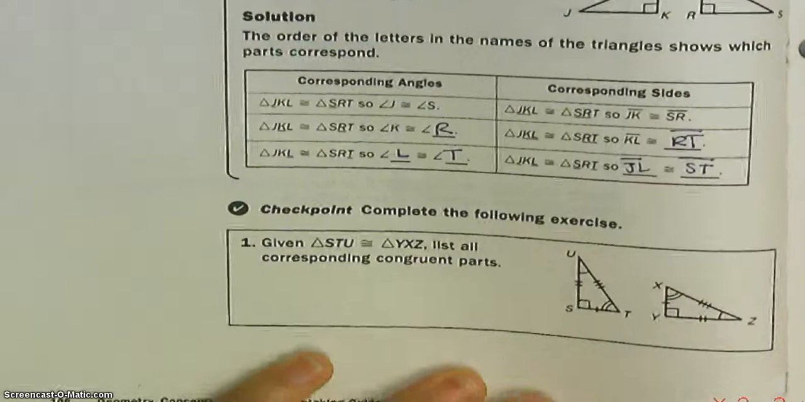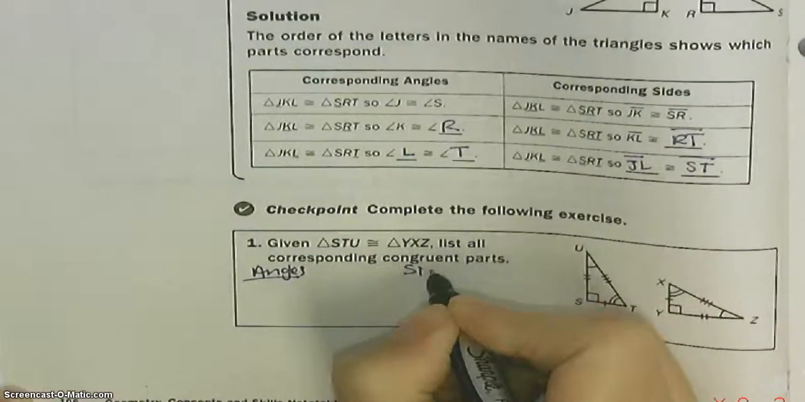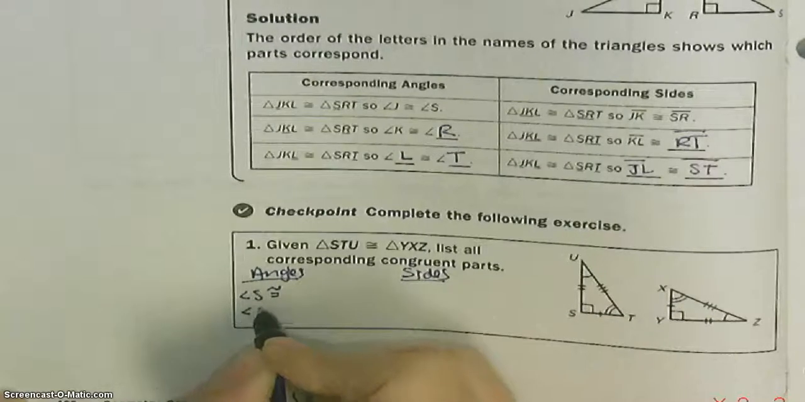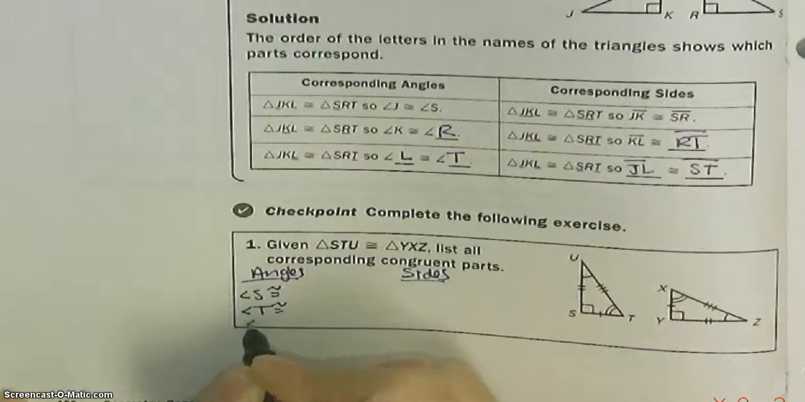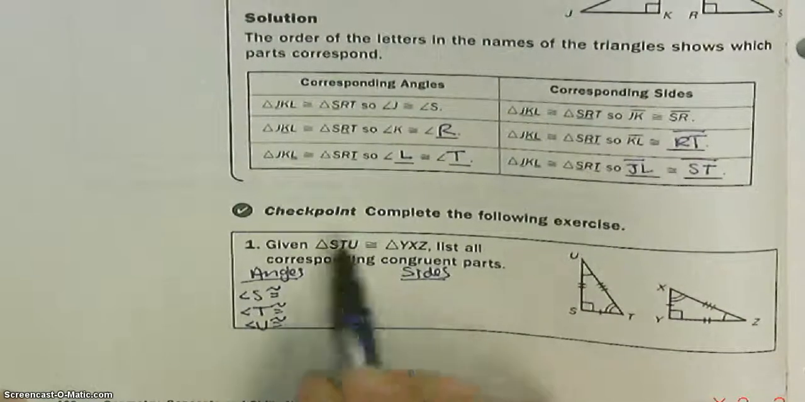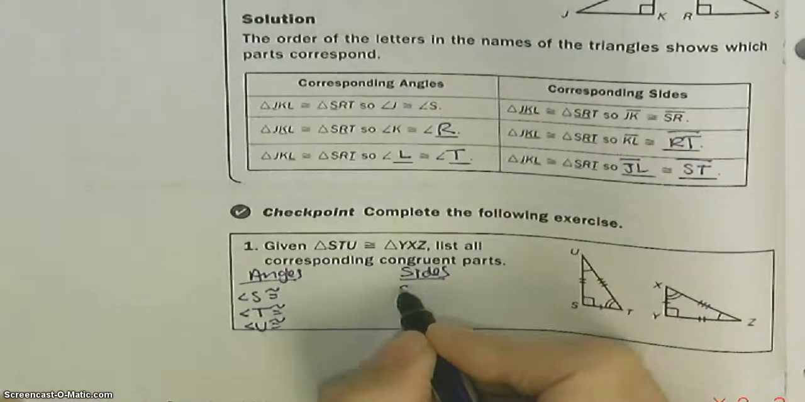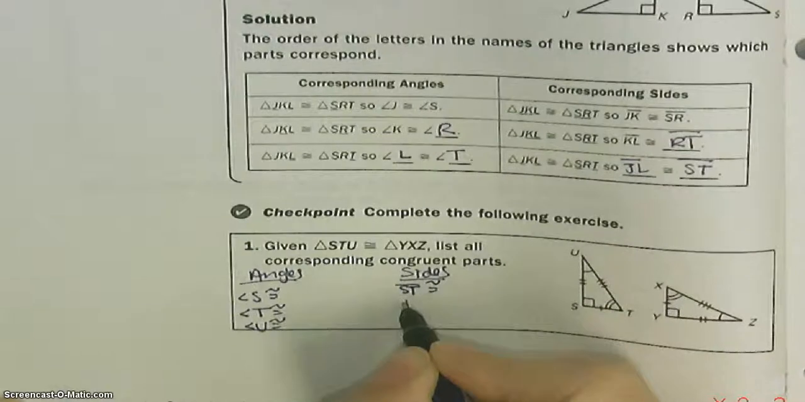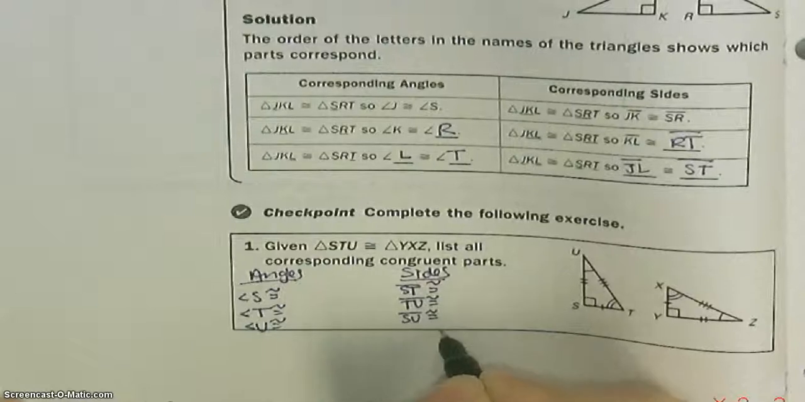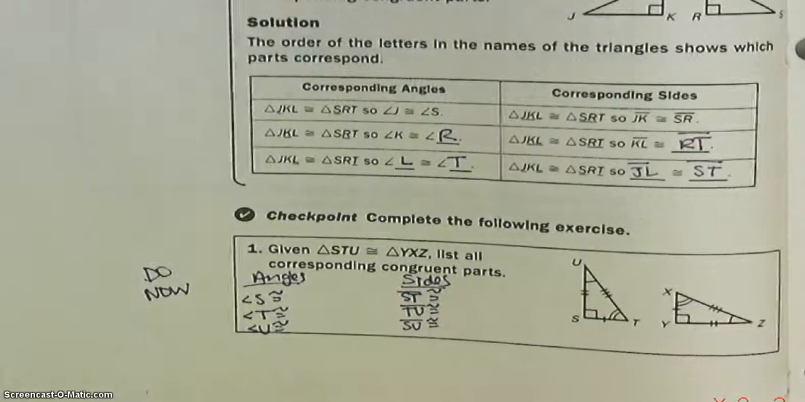So now you get to try this. We'll do angles and sides. So we've got angle S, you need to fill in the blank. Angle T and angle U. You need to tell me what they're congruent to. Use the statement here, and you can use your picture to make sure, but you need to be able to use this statement right here. Then for our sides, we have ST, TU, and SU. You need to fill in which sides are congruent using this statement. Go ahead and do that now.